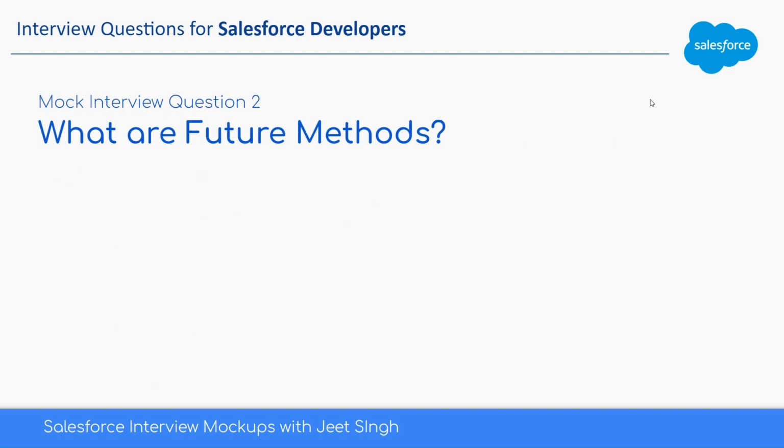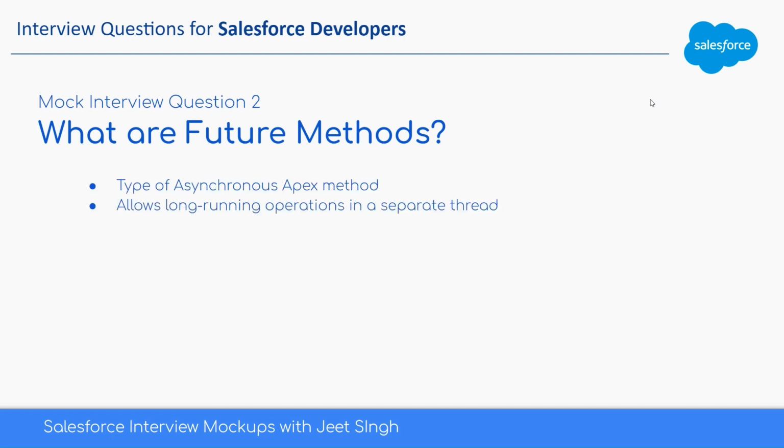What are future methods? Future methods in Salesforce are a type of asynchronous Apex method that allows developers to perform long running operations in a separate thread independent of the current transaction. By marking a method with the @future annotation, Salesforce queues the method to be executed in the background at a later time. One of the key benefits of future methods is that they help avoid hitting governor limits such as CPU time or heap size, which could occur with long running operations performed synchronously.